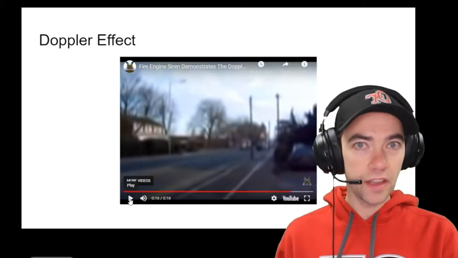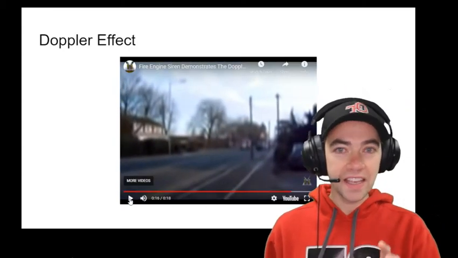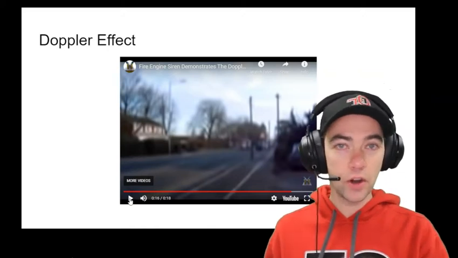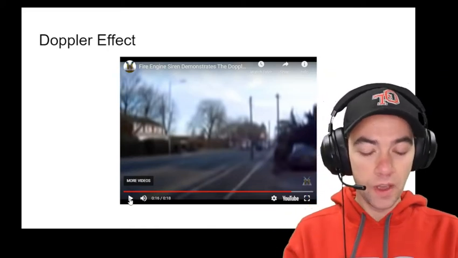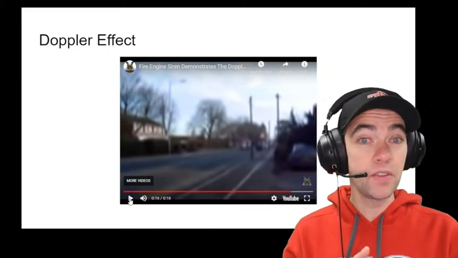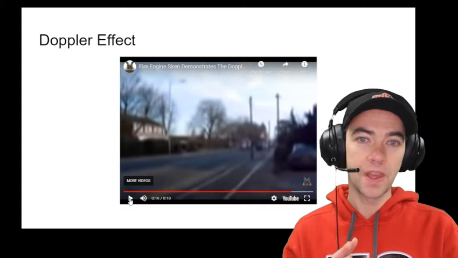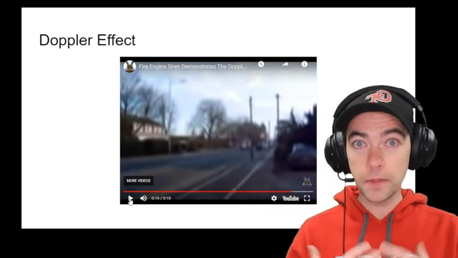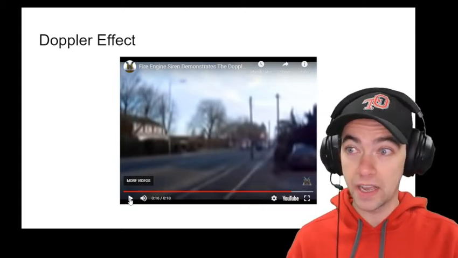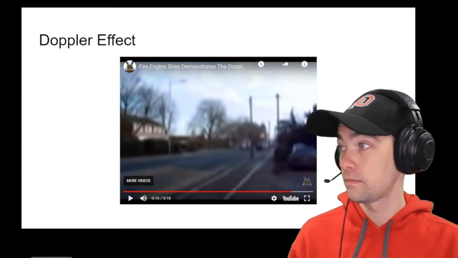Now listen to what that fire truck was doing. As it came towards us, it appeared that we heard one frequency. But when it was driving away from us, it appeared that we heard a different frequency. The thing was, the fire truck was always letting out the exact same sound the whole time. So what's going on here?